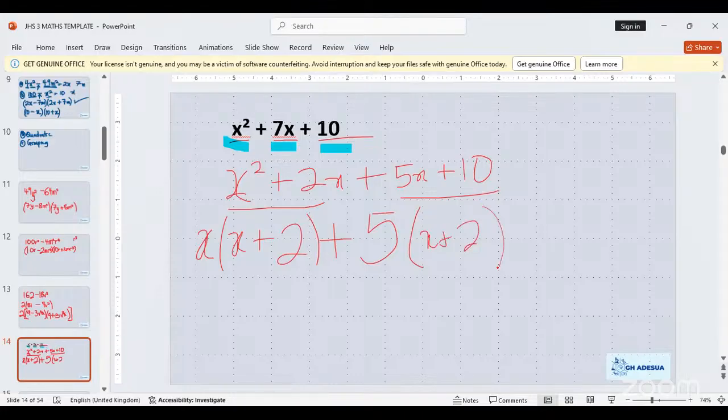Okay. Can you continue for us? x plus 2, all in brackets, times x plus 5, all in brackets. Okay, so you pick the common term, which is x plus 2, and then we have x plus 5. Okay, right. Class, is it clear? Is anybody lost?